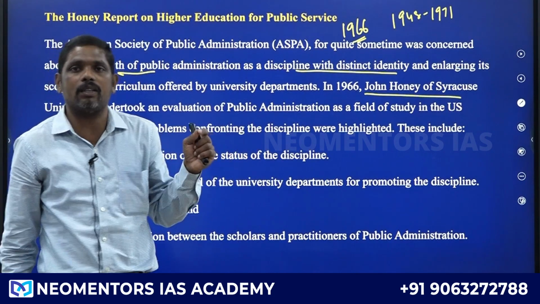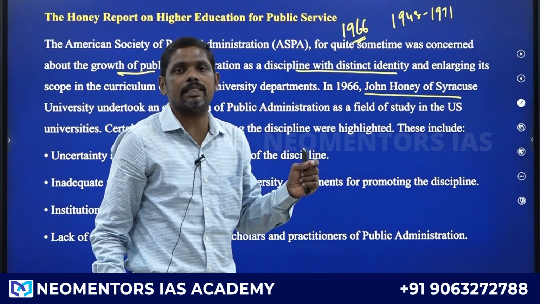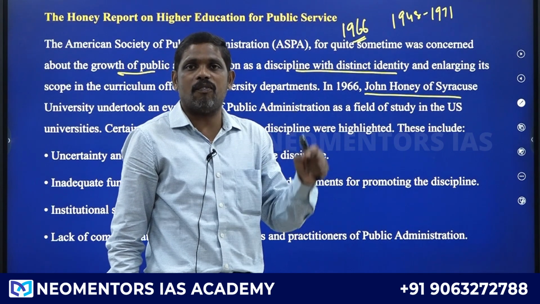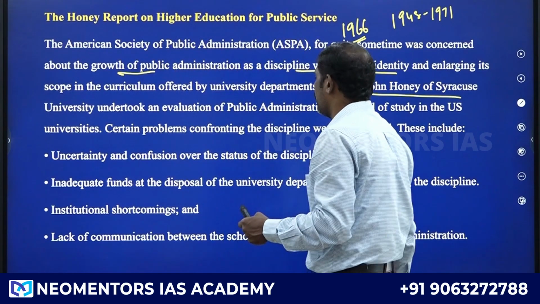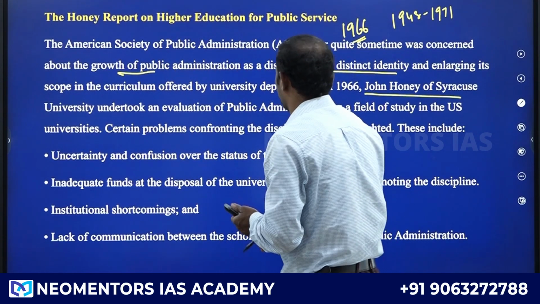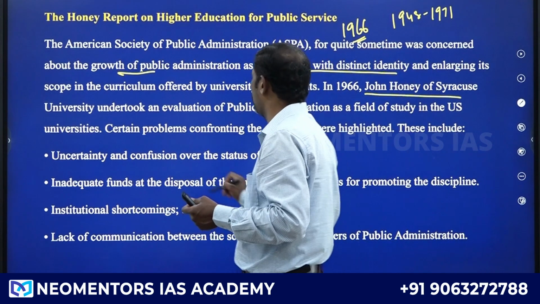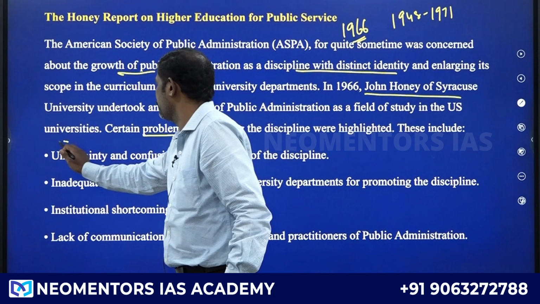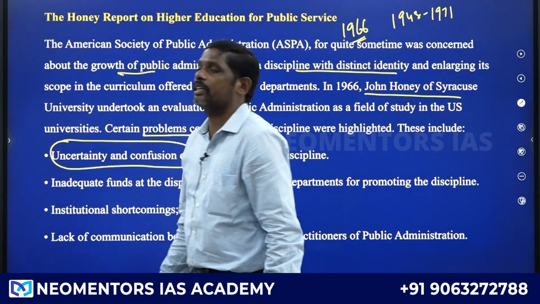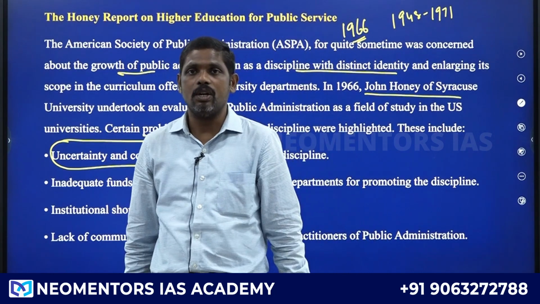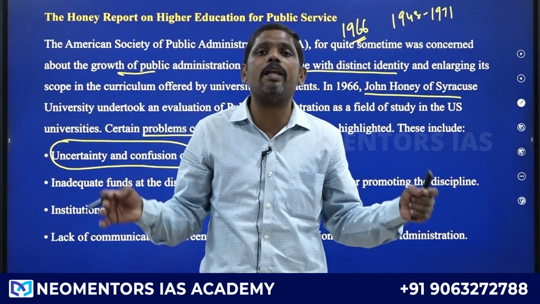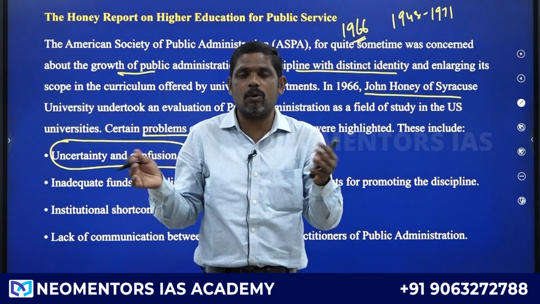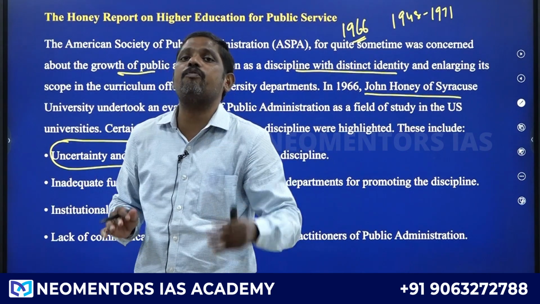So remember, Professor John Honey was involved in evaluating the status of public administration, and he tried to bring out the reasons for the loss of identity. According to the Honey report, public administration has lost its identity because of certain problems. He identified certain problems that confronted the discipline. One is the uncertainty and confusion created. Mainly it is about uncertainty. Where is public administration? With what is public administration concerned? Whether public administration is within political science or is a part of management. So there was a confusion regarding the locus of public administration.